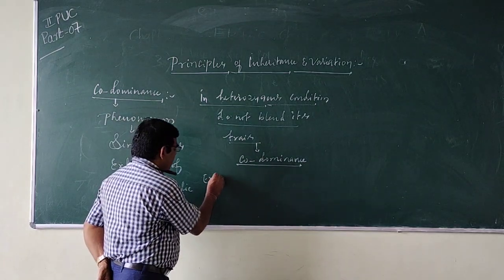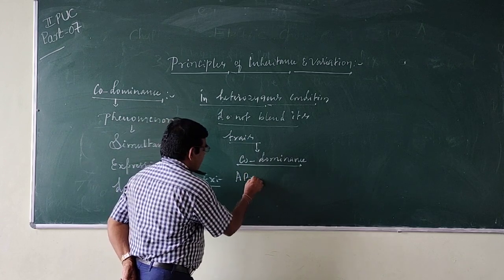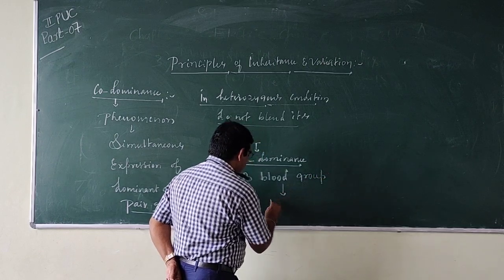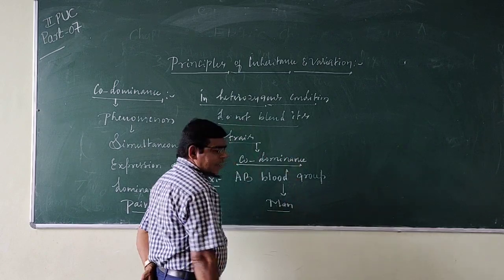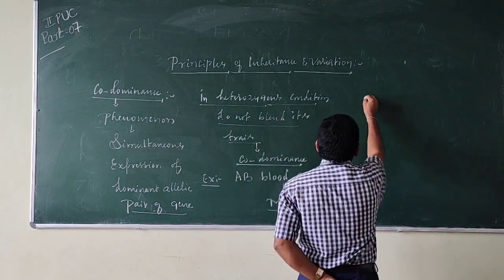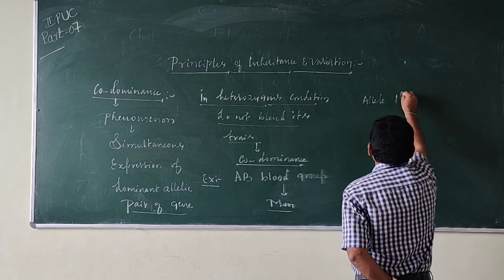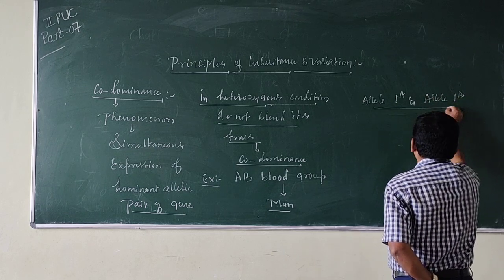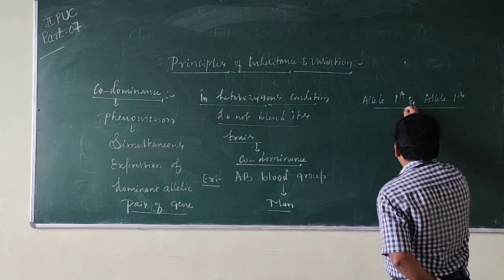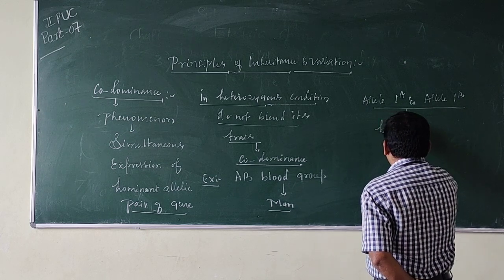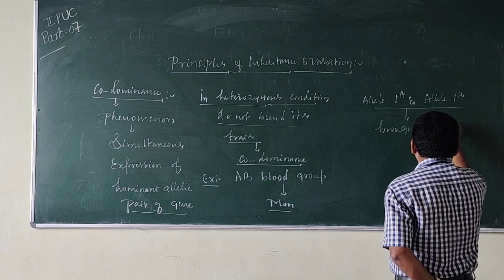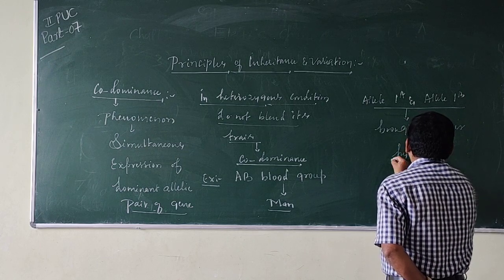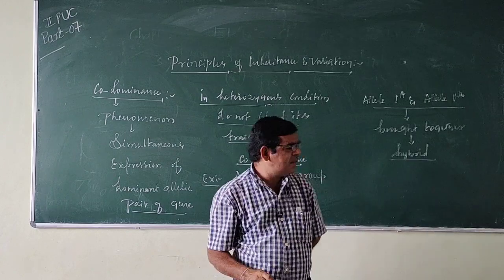Example, AB blood group in man. See, the gene IA and the gene IB are brought together in the hybrid. Both are brought together in the hybrid.